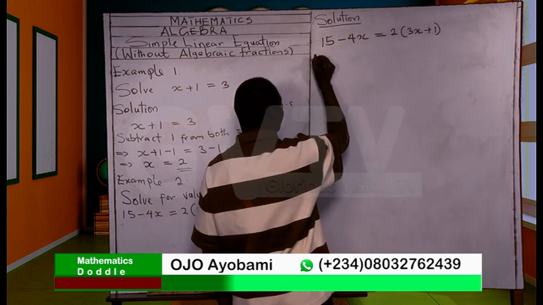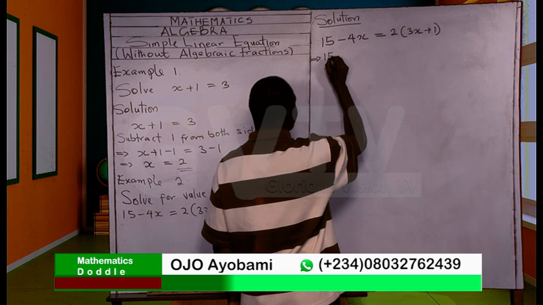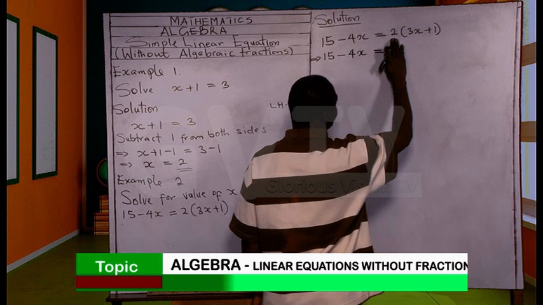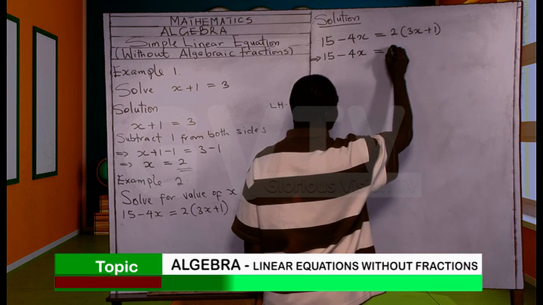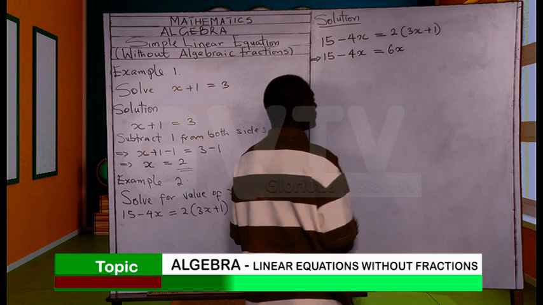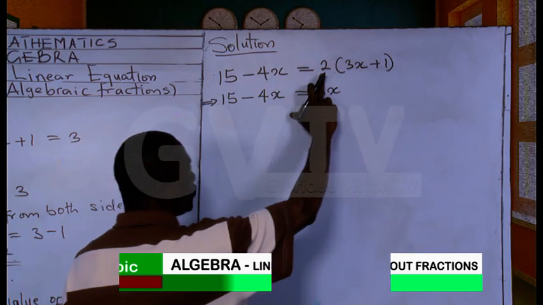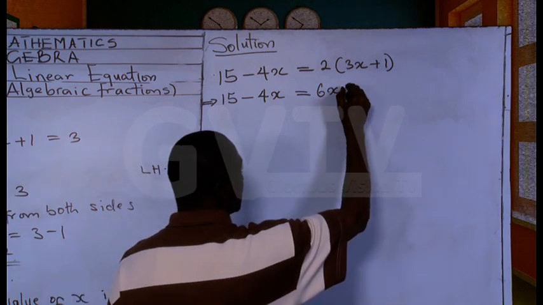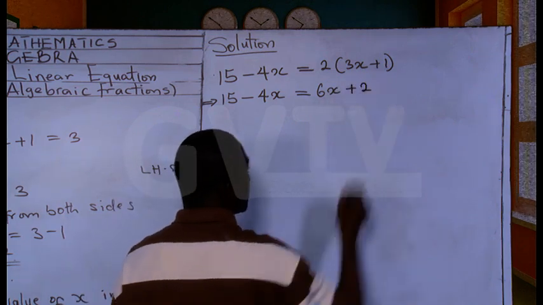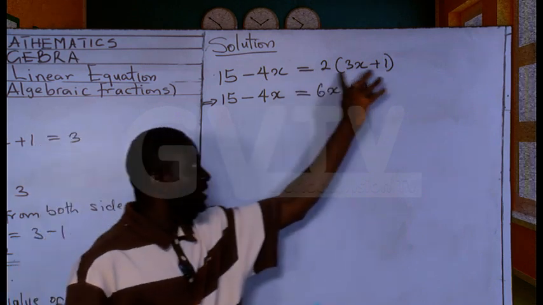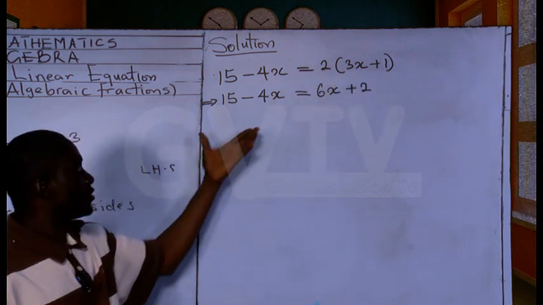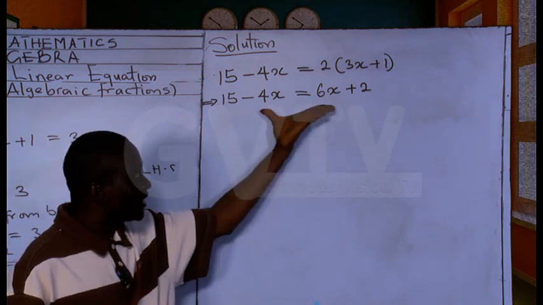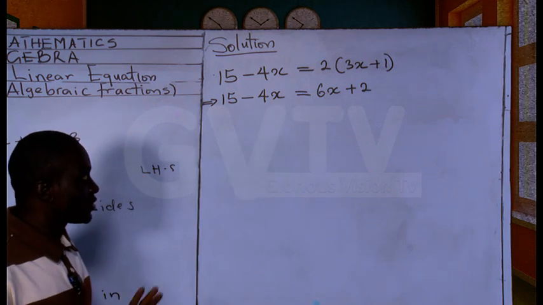And this will give us 15 minus 4x equals 2 multiplied by 3x will give us what? 6x. Alright. 2 multiplied by plus 1 will give us 2. That is plus 2. Okay. So we have expanded out this bracket. So now we have 6x plus 2. Now we are dealing with this as a new equation.